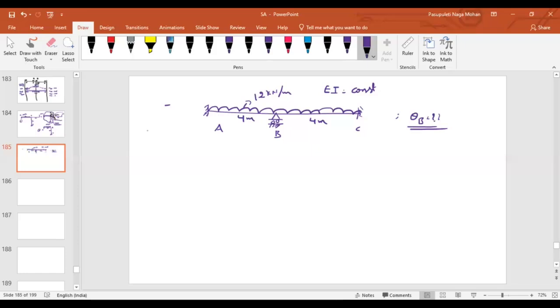Do one thing, guys. It's been updating. Just a second. Can you please find out quickly what is the slope at point B? We don't need much time to solve this problem, it seems. Can you tell me how you are solving this problem? Slope deflection method, sir. Okay, fine. You can use that.